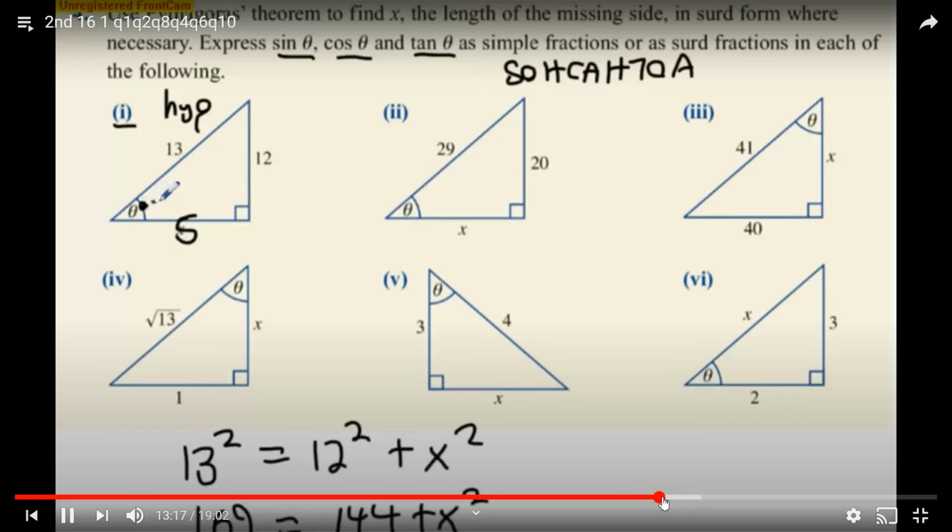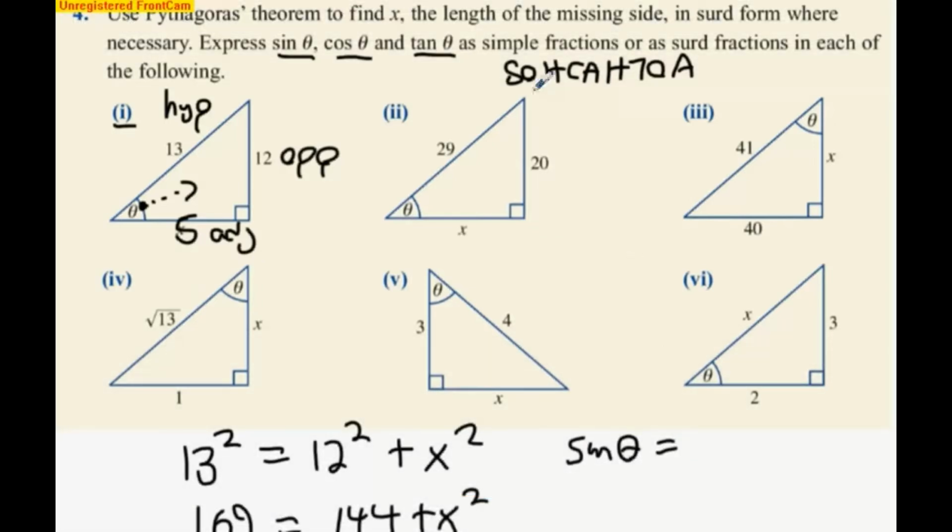Okay. And what we're going to say is that the theta looks at the 12. This makes the 12 the opposite. The hypotenuse is the 13, the longest side, and 5 is the adjacent. So now we're going to use sine theta must be opposite over hypotenuse, which is going to be our 12 over our 13.